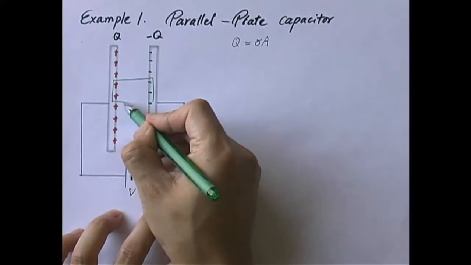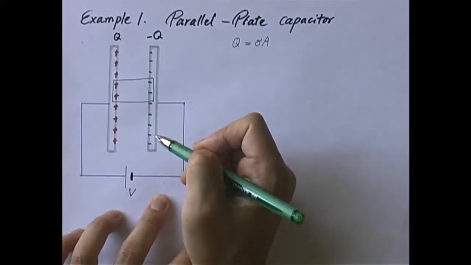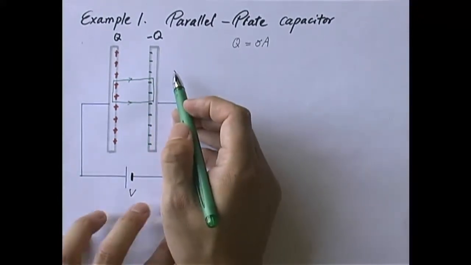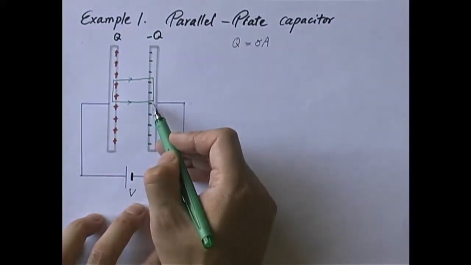It's like a Gaussian cylinder, right? What we see is its side, the side of the cylinder. You know the electric field goes like this, right? In between the two plates. So there is no flux through the side. Okay, there's no flux through the side.